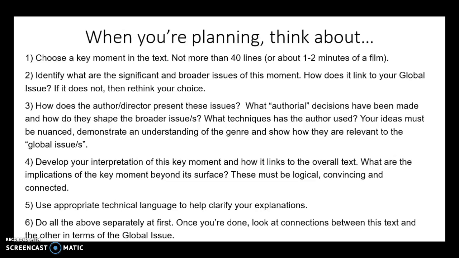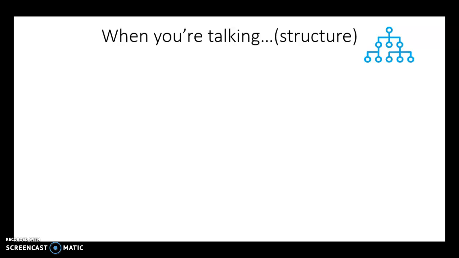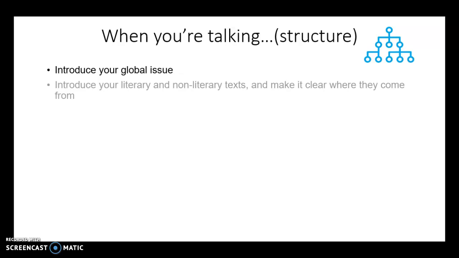And lastly, do all of these things separately, work your way through the process. When I was doing it, I found this particular process very useful, and you will find connections that maybe you didn't see originally, and you can play with that and develop your argument. I think that's one of the challenges they're looking for here. Okay, finally, the actual structure for the presentation itself. Initially, introduce your global issue, make it really front and center, obvious what it is. Introduce literary and non-literary texts, show where they come from.